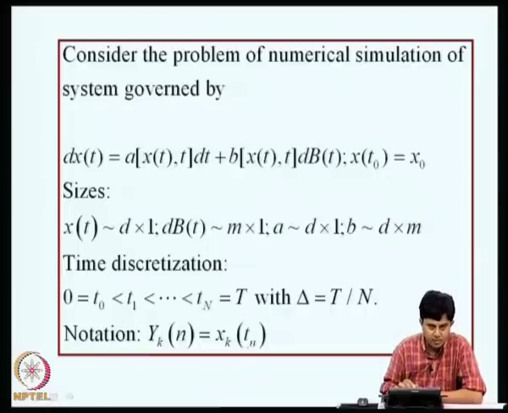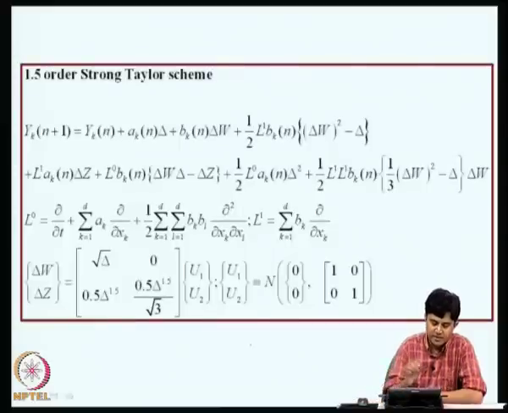Now, using Ito-Taylor's expansion and truncating at a suitable level, we can develop different numerical integration schemes, and one of the integration schemes is the so-called 1.5 order strong Taylor scheme, which has this prescription. This can be derived by applying the Ito-Taylor's expansion.